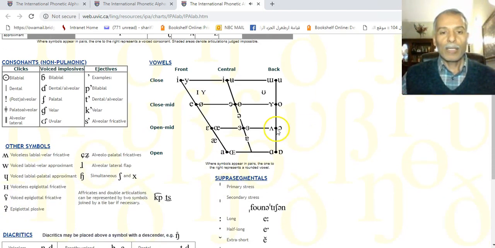Okay, let's see vowels. The vowels that we just discussed. This. E. Okay. A. And this. E. Okay. A. So the difference? A.